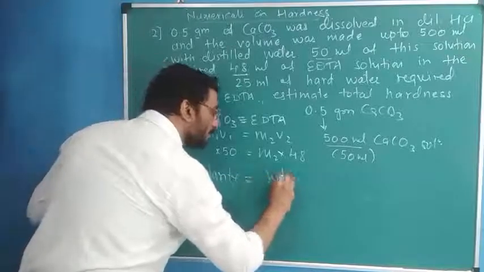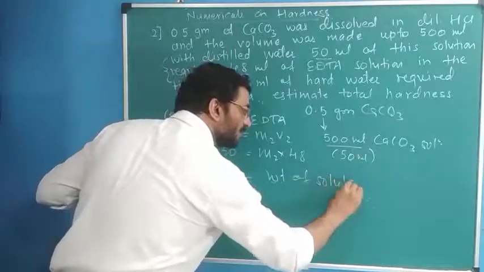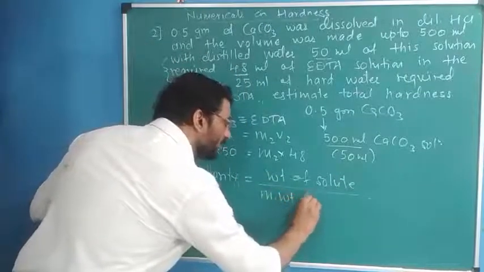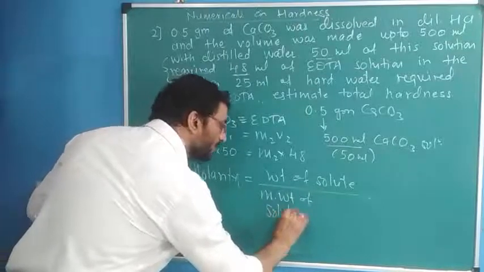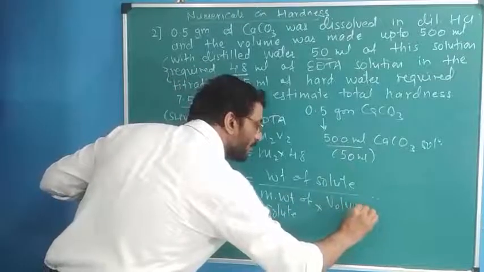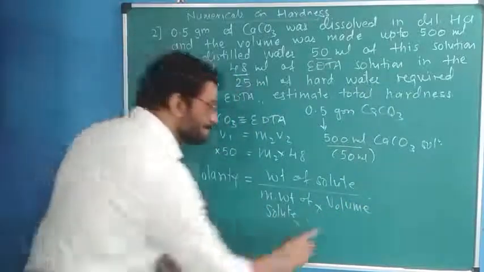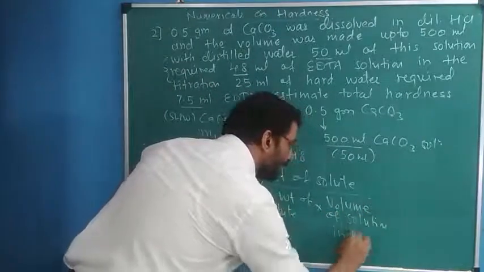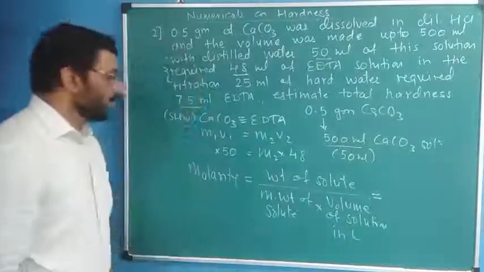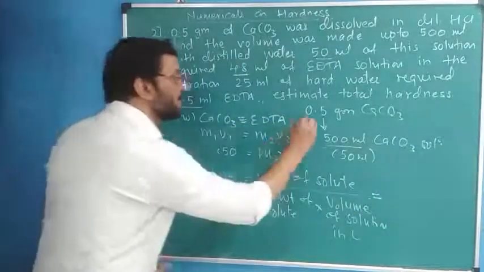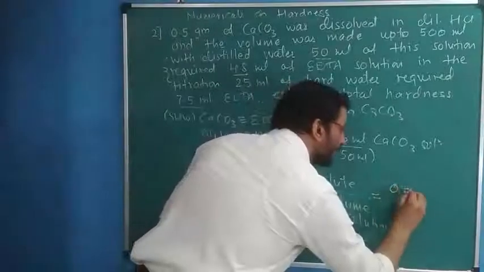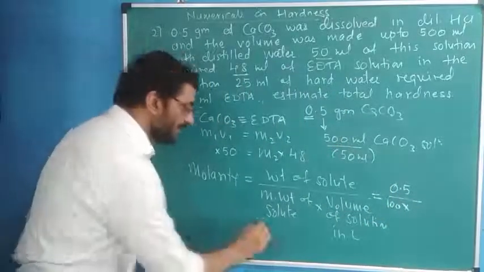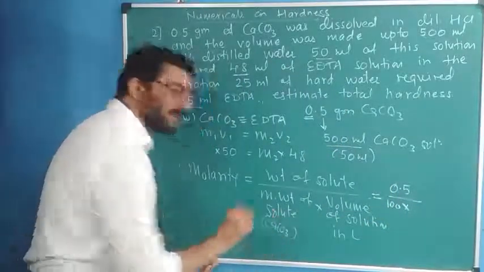M1 is not given. Already we have mentioned how to find molarity. Molarity will be equal to weight of solute upon molecular weight of solute into volume of solution in liter. What is the solute here? It is CaCO3. We know the molecular weight of CaCO3 is 100. So put the values here. Weight of solute, how much have they taken? 0.5 gram they have taken. 0.5 upon the molecular weight of solute, which is 100.